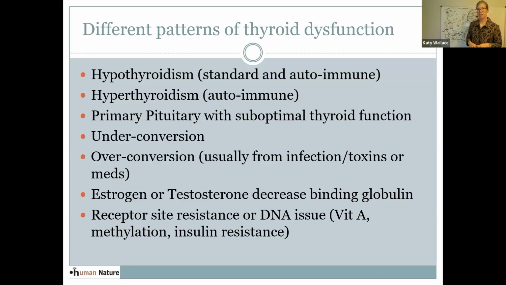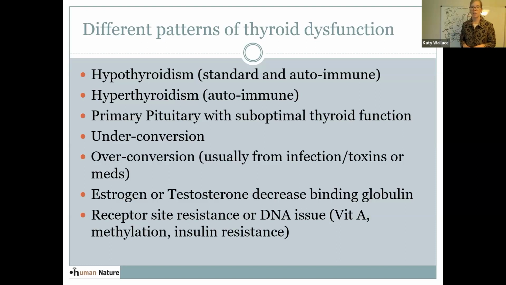Another pattern is underconversion. So if someone has blood sugar problems, allergies, gut problems, cortisol regulation, then they're not going to be converting enough T4 to T3, and that's where their symptoms are coming from. There is something also called overconversion that's usually caused by a really bad infection or a medication.